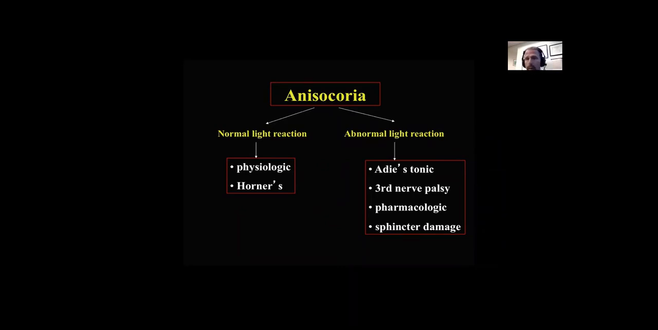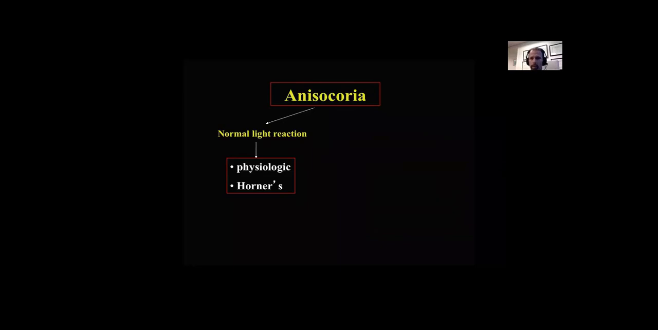If there's an abnormal light reaction, you're left with a few more choices. It could be an Adie's tonic pupil, third nerve palsy, could be pharmacologic, or it could be iris sphincter damage. And we're going to talk about each of these entities. We'll start with this side of the flow chart, the normal light reaction.